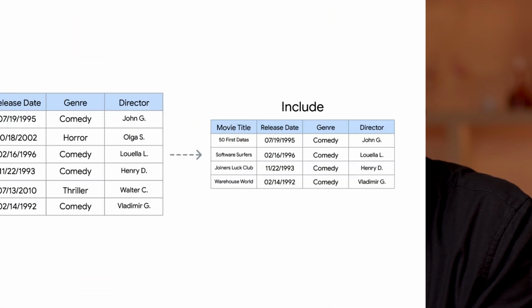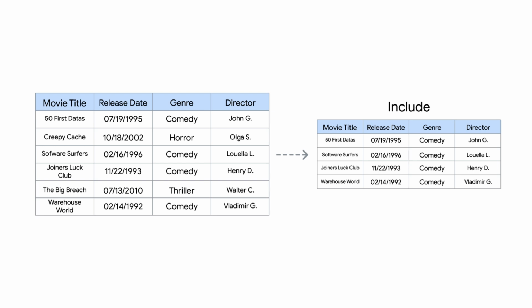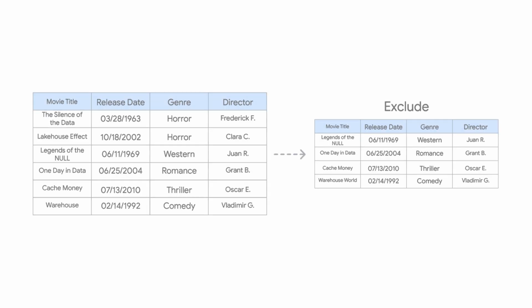There are several ways to model data. One option is filtering. By filtering data, results are limited to focus on a specific subset of the data. Filtering can either include data that matches specific criteria or exclude data that doesn't. For example, in this movie database, you could filter by genre to only show comedies. This is an example of include. Or you could filter to show everything except horror, which is an example of exclude.